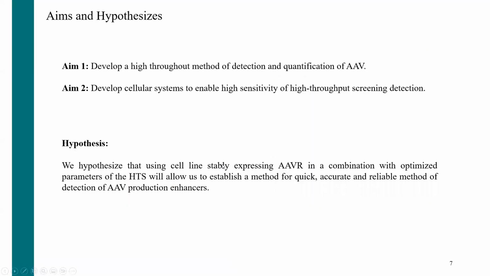With that in mind, let's look at the aims and hypotheses. Aim number one is to develop a high-throughput method of detection and quantification of AAV. And aim number two is to develop cellular systems that will allow high sensitivity of high-throughput detection. With them combined, we hypothesize that if we use the cell line that expresses AAVR, that receptor protein I just talked about, in combination with optimized parameters for high-throughput screening, that will allow us to establish a quick, accurate, and reliable method for detection of AAV production enhancers.